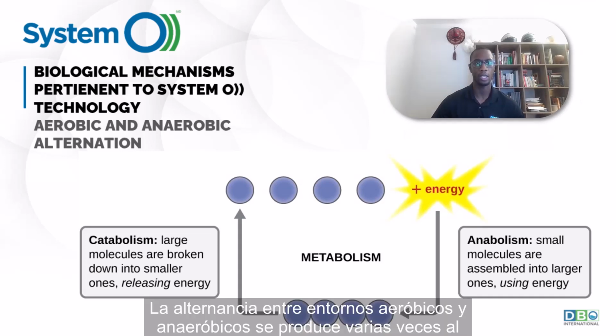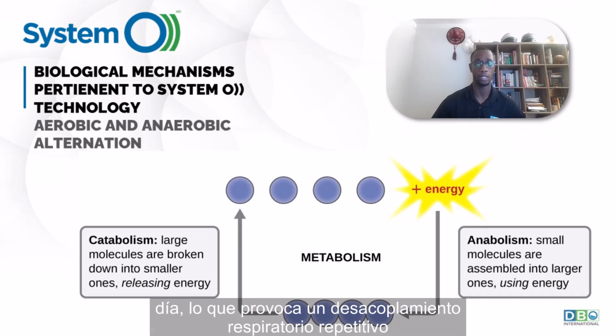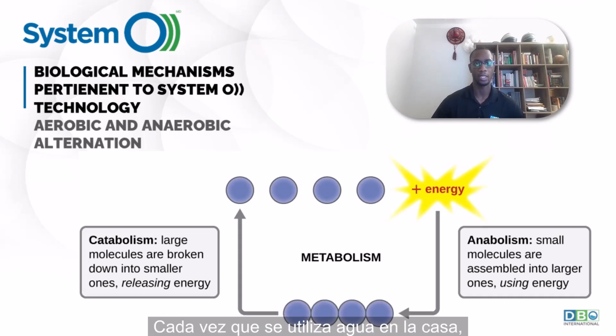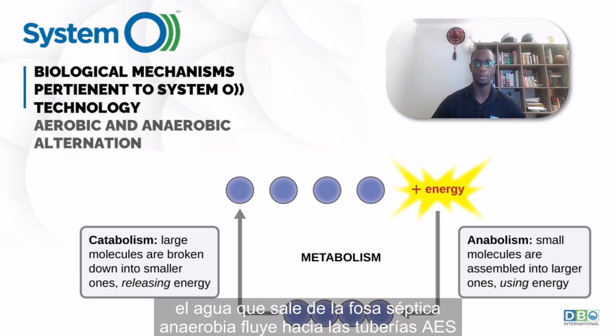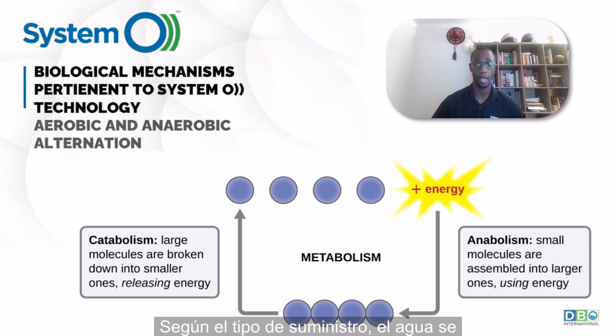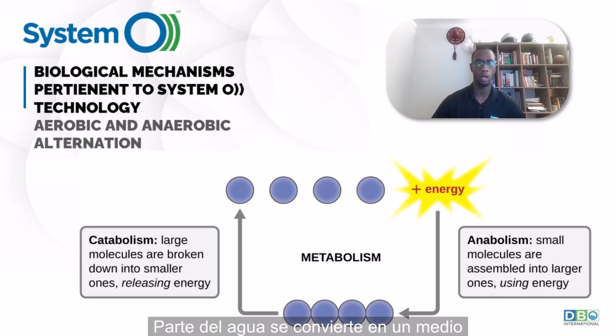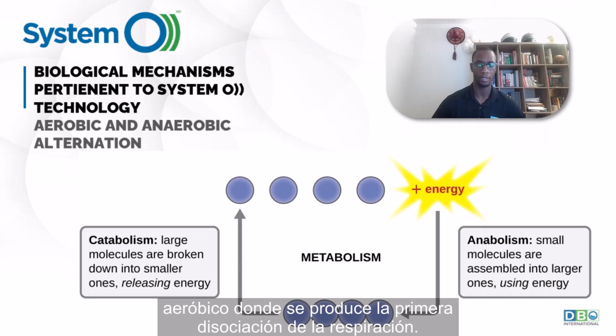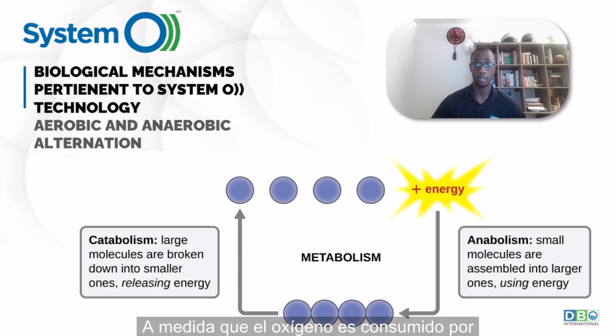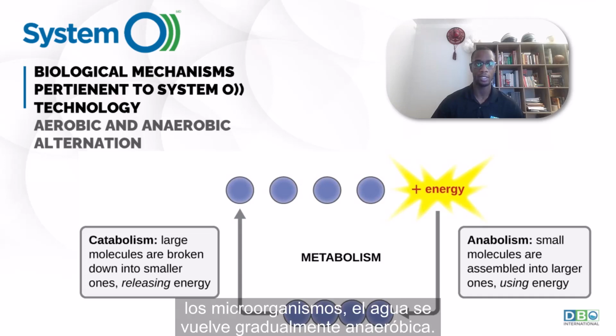The alternation between an aerobic and anaerobic environment occurs multiple times each day, resulting in a repetitive respiration uncoupling. Each time water is used in the house, water leaving the anaerobic septic tank spills into the advanced and bioseptic pipes. Depending on the type of supply, the water is agitated, allowing a partial aeration. Part of the water becomes an aerobic environment, where the first respiration uncoupling occurs. As the oxygen is consumed by the microorganisms, the water becomes progressively anaerobic.